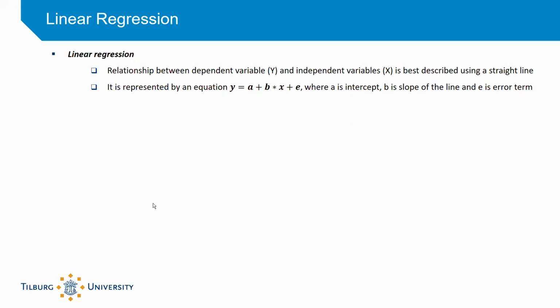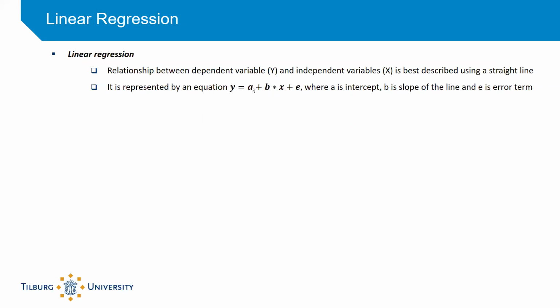So in linear regression, the relationship between the dependent variable and the independent variables is best described using a straight line. So we all know the equation of a straight line. It looks something like this: Y = A + B * X + E. So here, Y is the main outcome variable or dependent variable.